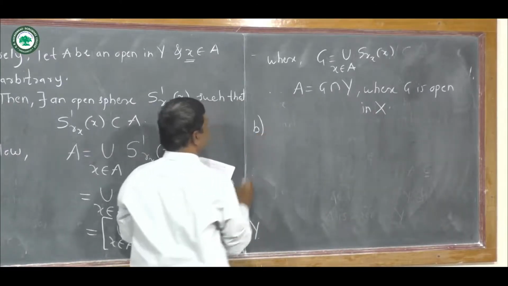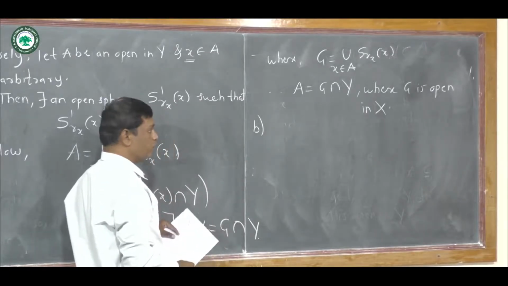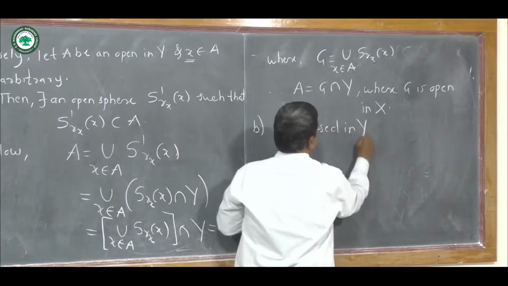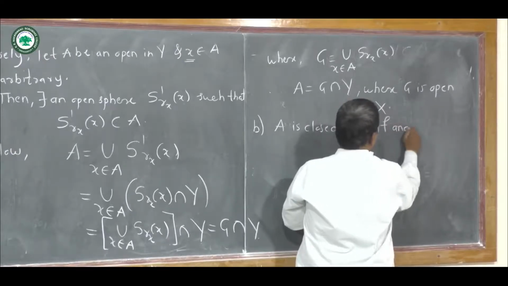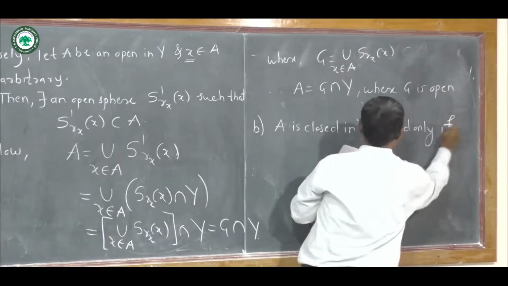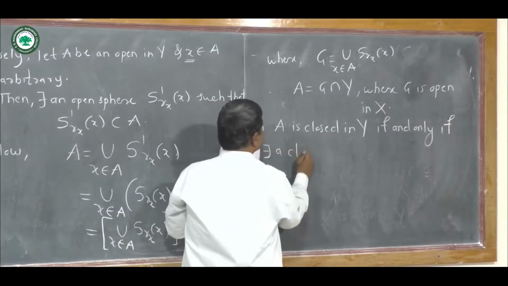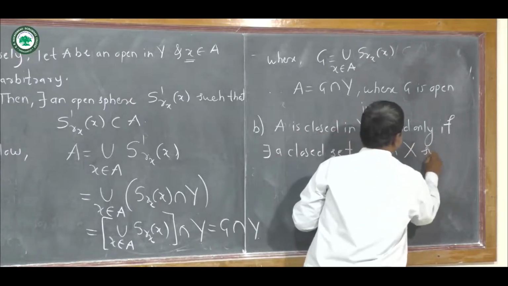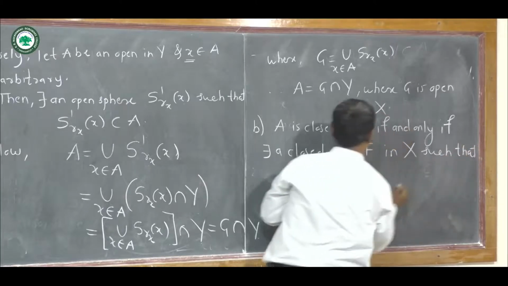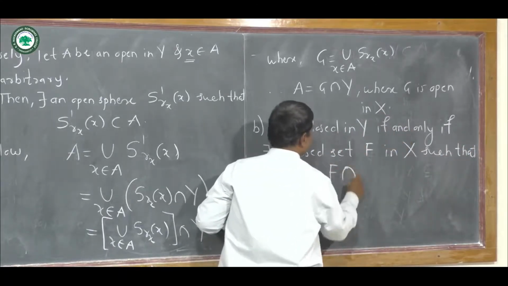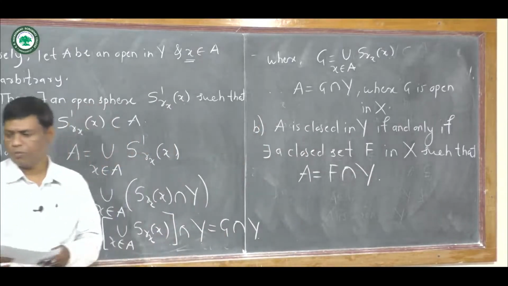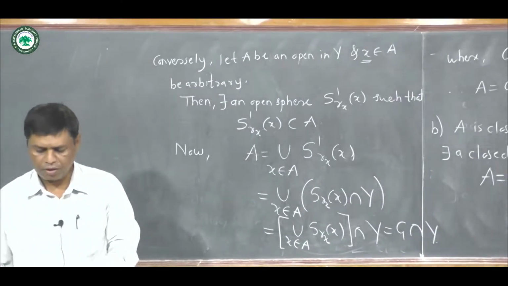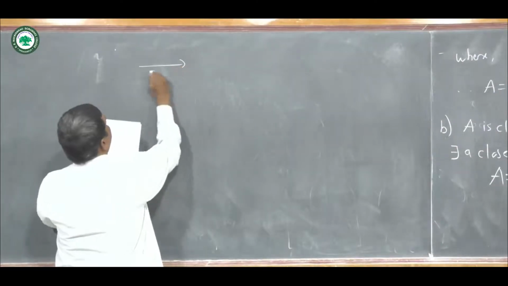Now in the second part, the statement was: A is closed in Y if and only if there exists a closed set F in X such that A is equal to F intersection Y. To prove that, we are going to use the following statements. So now the proof is this.